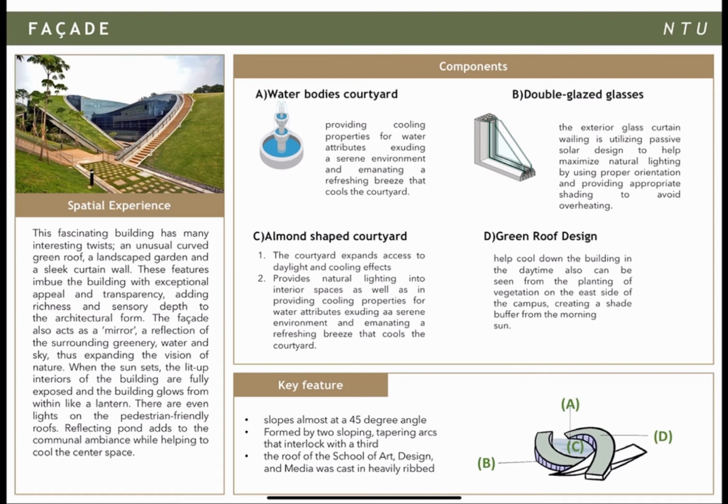It is providing cooling properties for water attribute, exuding a serene environment and a refreshing breeze that cools the courtyard. The second one will be the double glazed glasses. The exterior glass curtain railing is utilizing passive solar designs to help maximize natural lighting by using proper orientations and providing appropriate shading to avoid overheating.